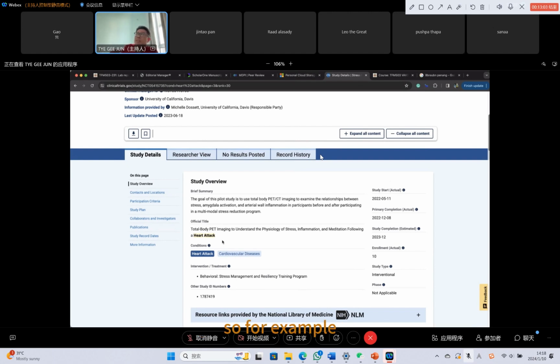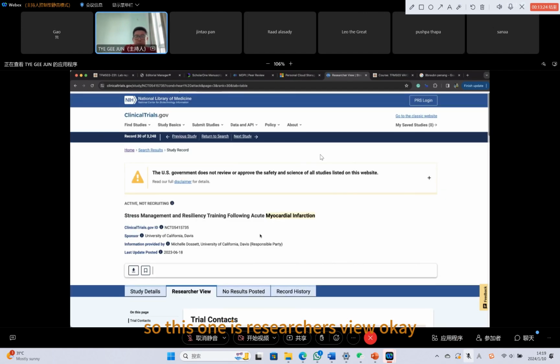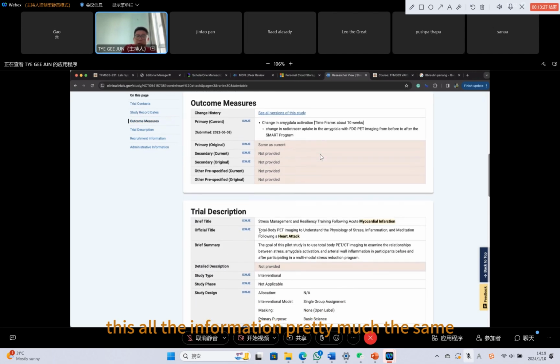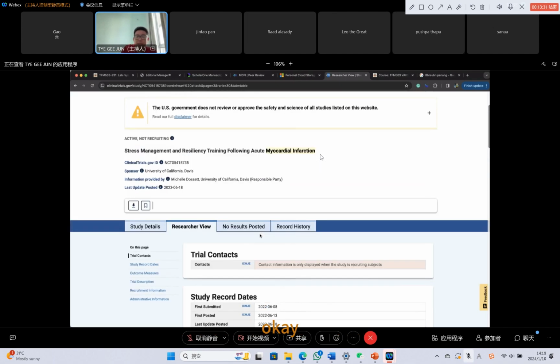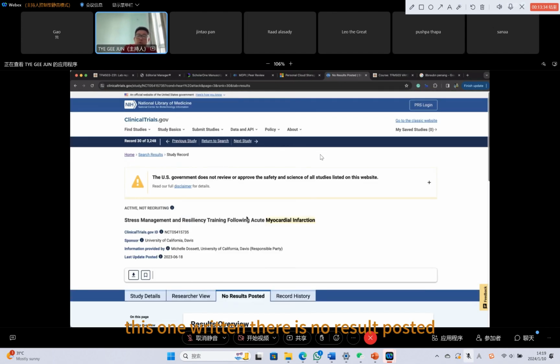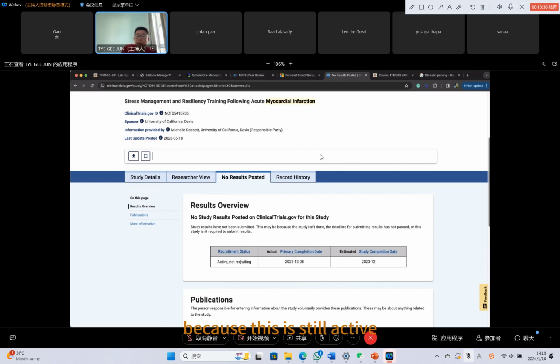Okay. So, for example, if you want to do gene therapy for a certain disease, you might want to look at clinicaltrials.gov to see if there's any gene therapy that has already been done, and that gives you an idea of what you actually need to put in in order to achieve whatever you want to achieve in the future. Okay. So this one is the researcher's view. Okay, this is pretty much the same information, but much more concise.